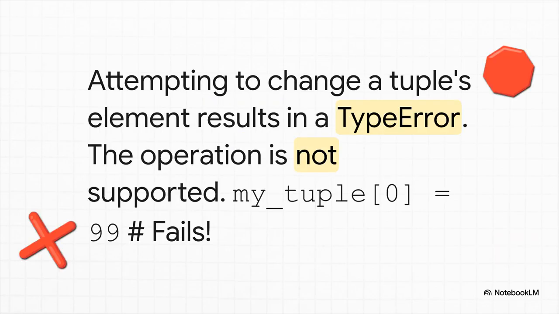But now, watch what happens when we try the exact same move with a tuple. We try to assign that new value, and bam, Python throws a type error right in our face. Now, this isn't a bug in your code. This is Python doing its job, enforcing that fundamental rule: tuples are immutable. You simply cannot change them.